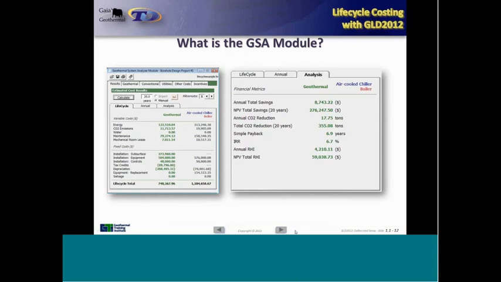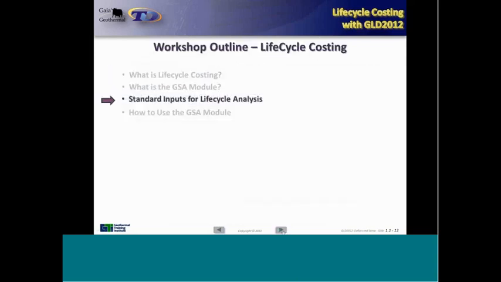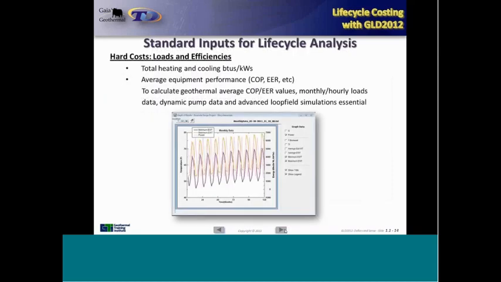Now, what are the standard inputs for life cycle analysis? If some of you have never done life cycle analysis, you may be surprised by the range of things you have to take into account to do an accurate and detailed life cycle cost analysis. Now, there's no requirement to use these all. If there's certain things you don't know about or don't care about, you can ignore it, and inside the GSA module, it'll ignore it as well. But we're going to go through everything so that you know what's available in the tool to help you with your work. So first off, we have hard costs.